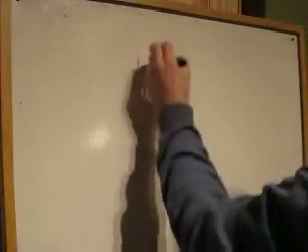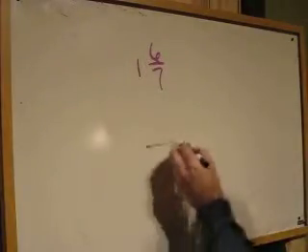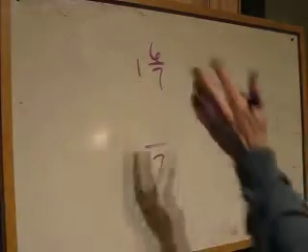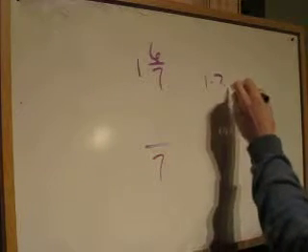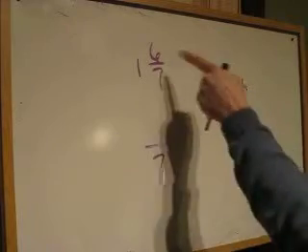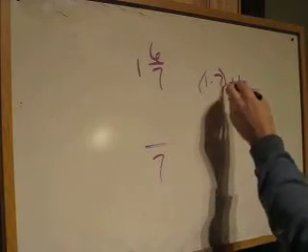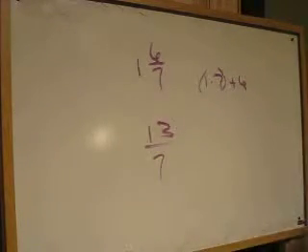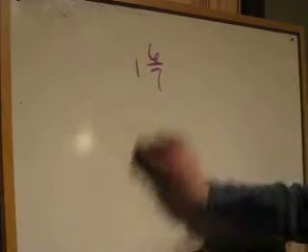Let's look at, well, I guess it really doesn't make any difference. 1 and 6 over 7. Everything is done the same. I know my denominator is 7. Now I have to find the numerator. 1 times 7 plus 6 is going to be what I need to do to get my numerator here. 1 times 7 is 7 plus 6 is 13. So I get 13 over 7.